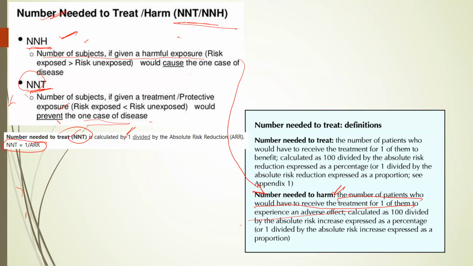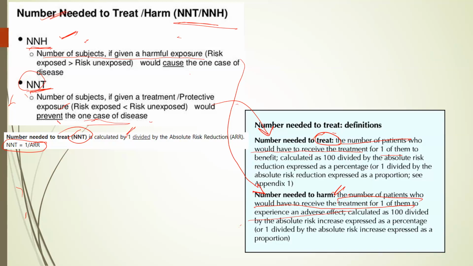The other way of framing the same definition would be the number of patients who would have to receive the treatment for at least one of them to get benefited. Sorry, not to get the disease, it is to get benefited. You're basically checking the benefit because it is involving treatment. So to repeat myself, it is the number of subjects who, if given a particular treatment or a protective exposure, would prevent one case of a disease, or it is the number of patients who would receive the treatment for at least one of them to be benefited without getting the disease.